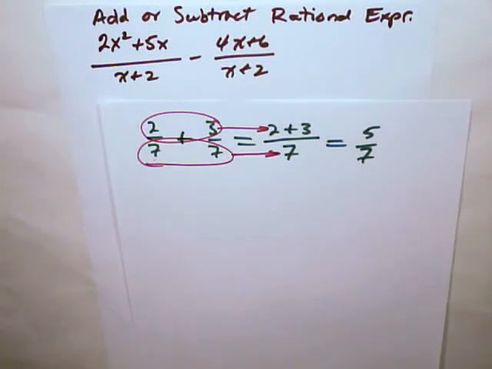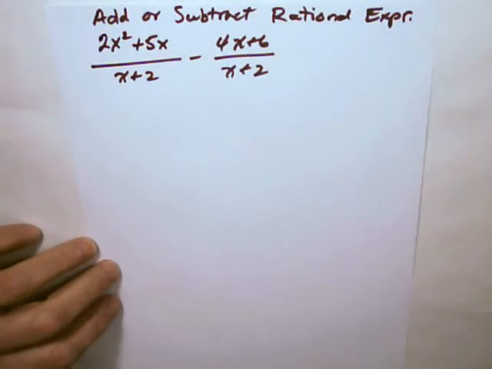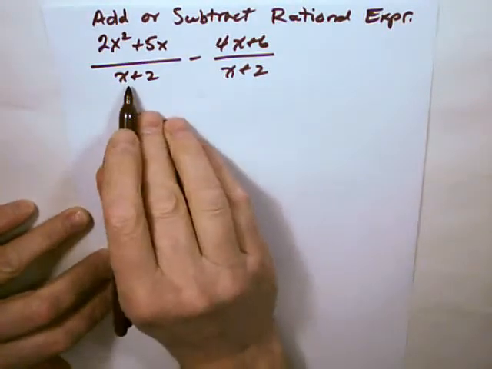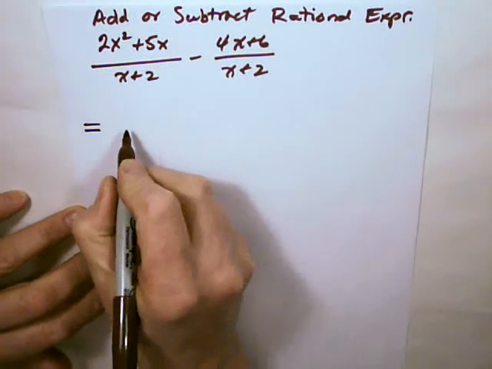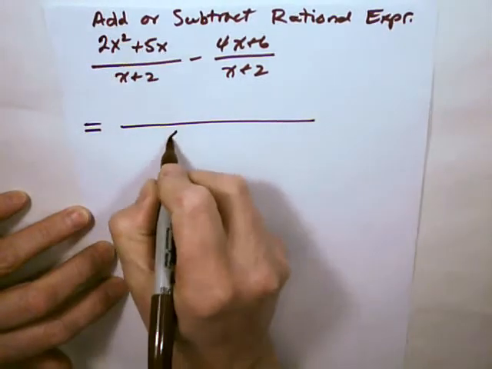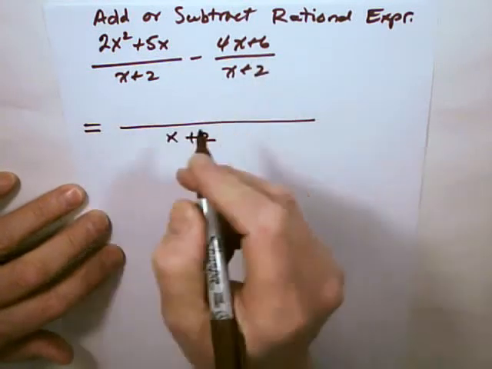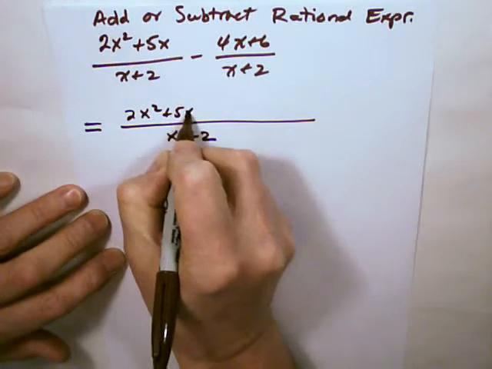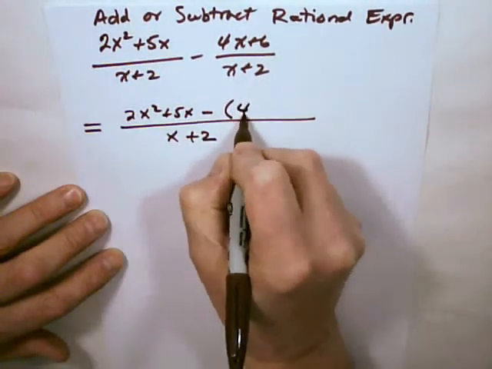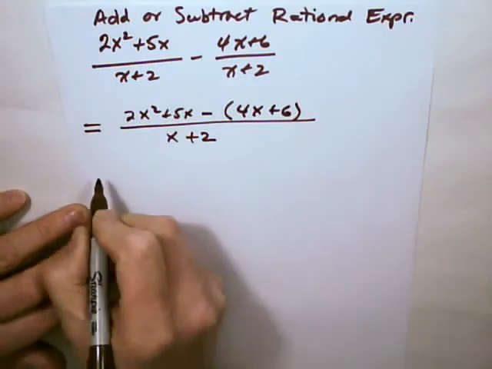Okay, so let's go back to our original example here, where we have these two rational expressions. We note that they have a common denominator already, and so what we're going to end up doing is we're going to copy that common denominator just as we did with the regular fractions, and then we're going to combine the two numerators, 2x squared plus 5x minus the second numerator, 4x plus 6.